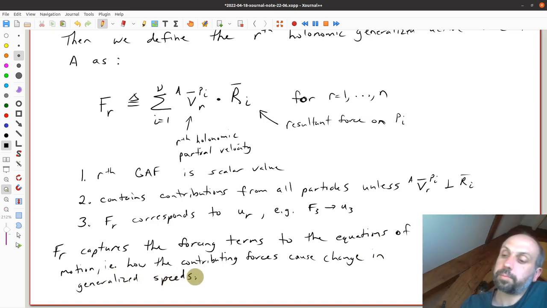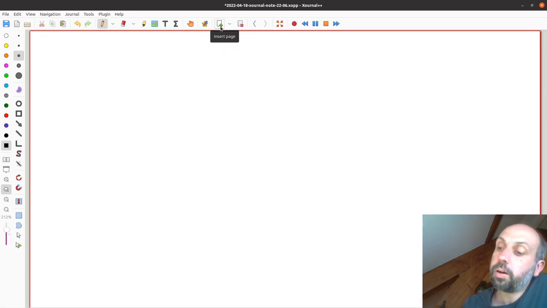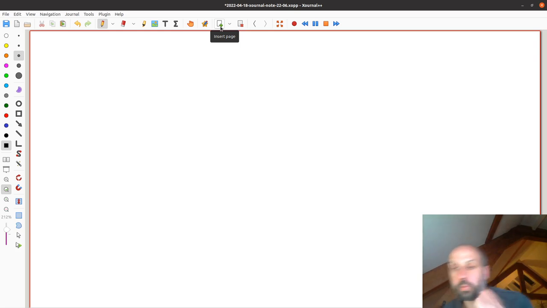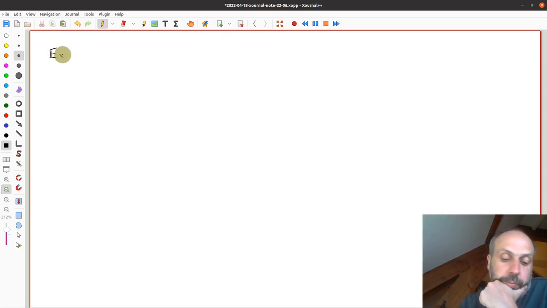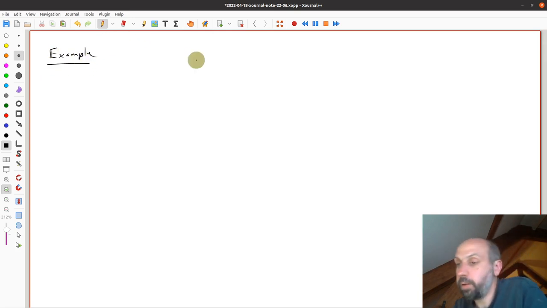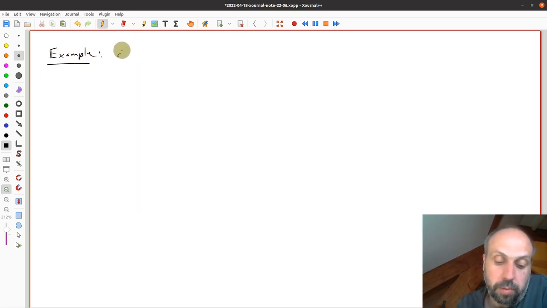All right. So let's do a little example here so you can see how this works out. So I'll make a multibody system made out of particles. We're going to have a double simple pendulum.